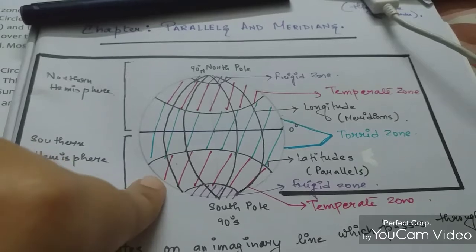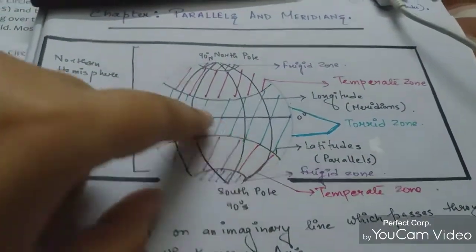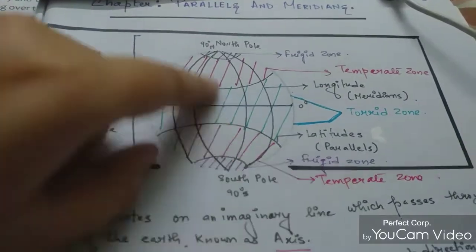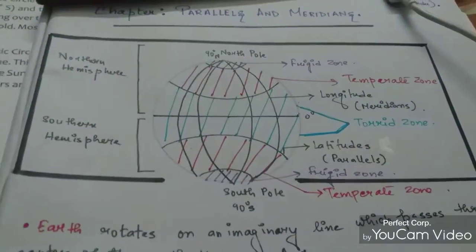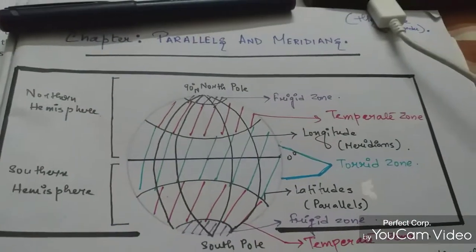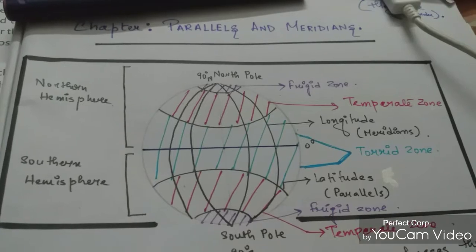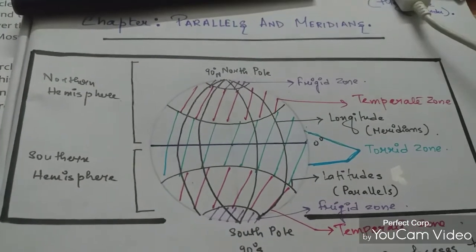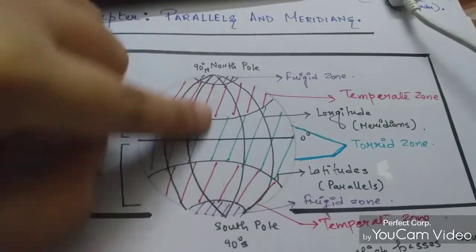So there are parallels, these are the parallels, and these are the meridians, that is the longitudes. These are the latitudes and the longitudes. Now let's go through some points. Earth rotates on an imaginary line which passes through the center of the Earth, that is known as the axis.